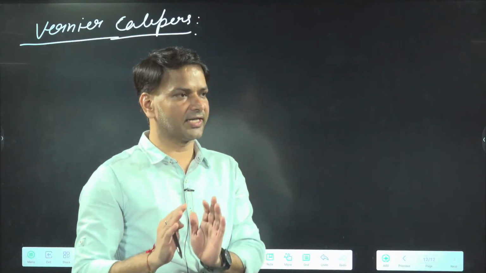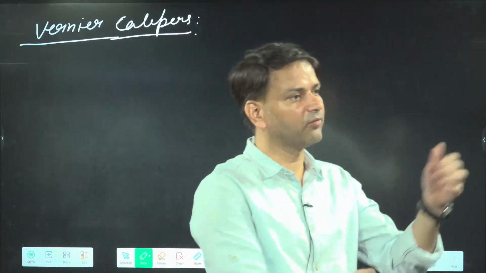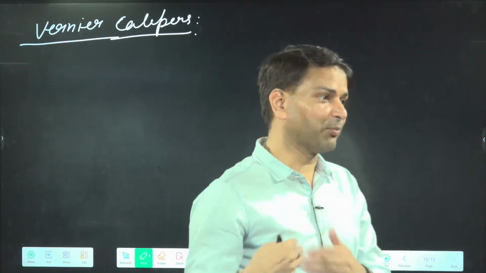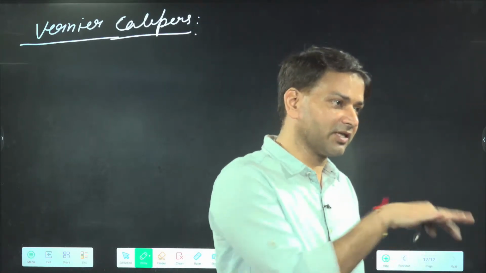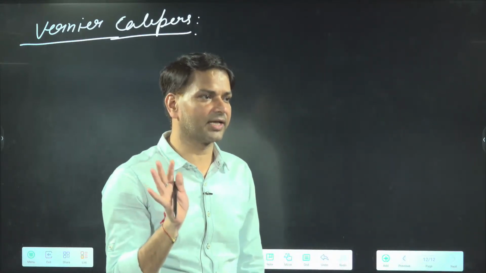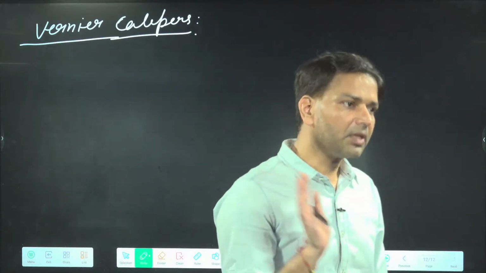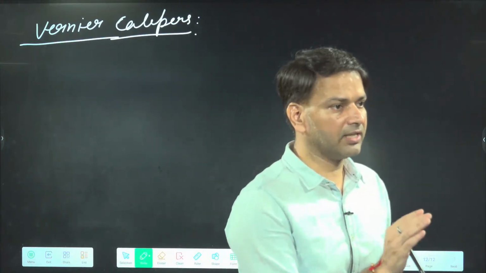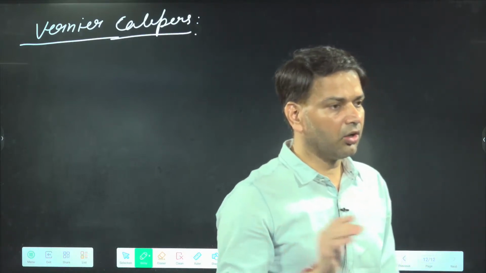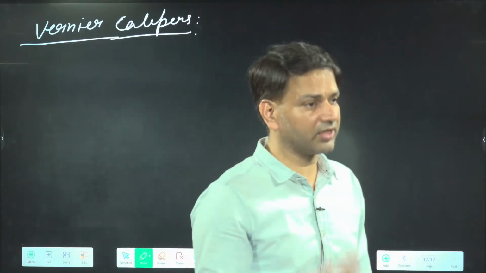Basically, we will learn two types of vernier calipers. One is what we construct in a factory, and the other type is what they can construct in a problem. In a problem, they can make any hypothetical vernier calipers. But the normal vernier calipers we were using in a lab has a least count of 0.01 centimeter or 0.1 millimeter.